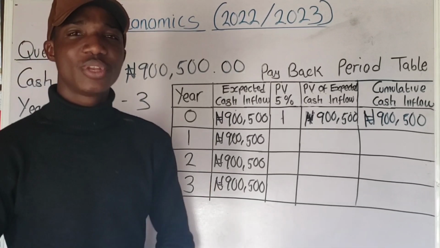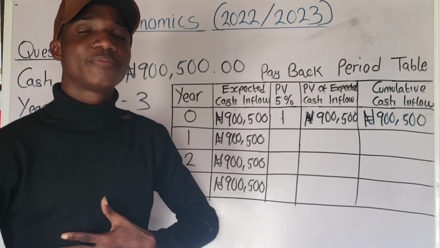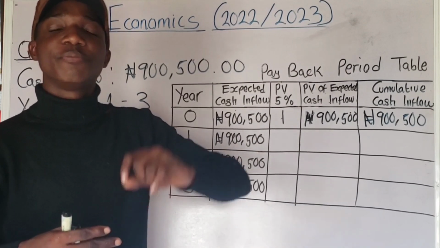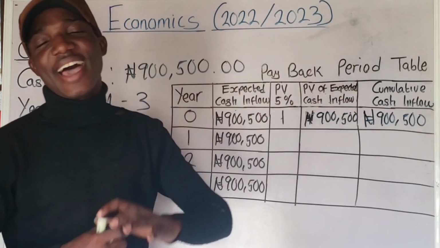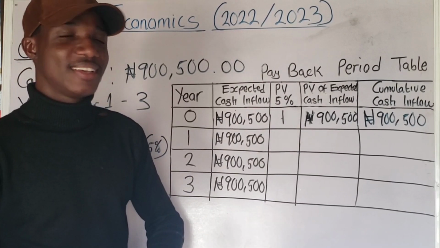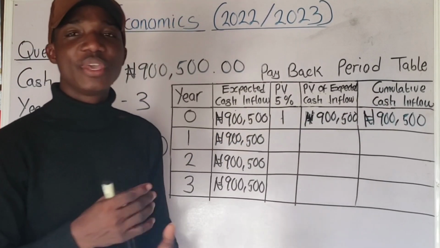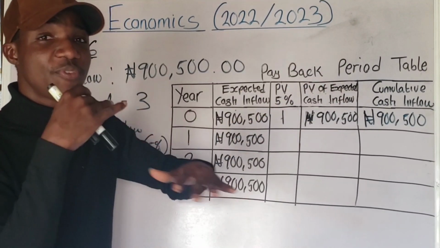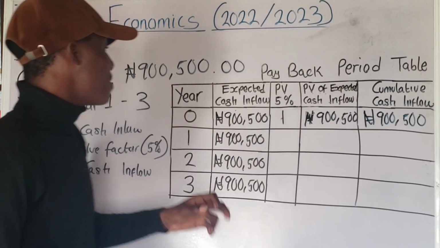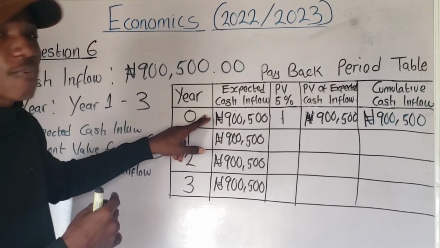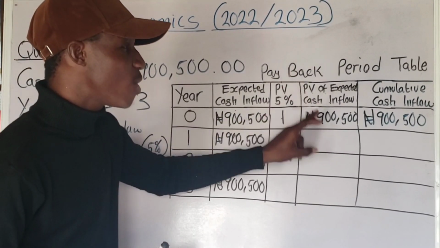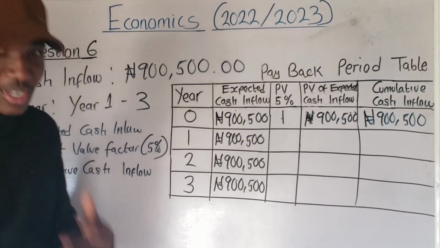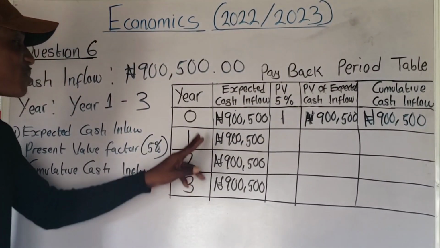Now the cumulative cash inflow. When we talk about cumulative, cumulative refers to the sum of the previous year and the present year. The cumulative cash inflow will be the sum of the PV of the expected cash inflow of the previous year and the present year. Now, because we don't have any year before 0, I'm going to have 0 plus this. That's why I got this. Do you understand? If you don't understand, reverse the video and watch it again. Okay? Now let's go to this place.